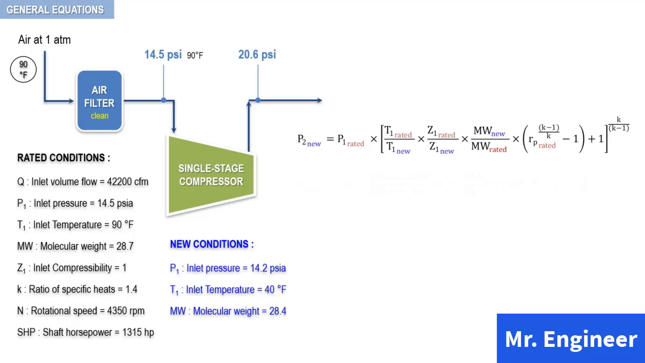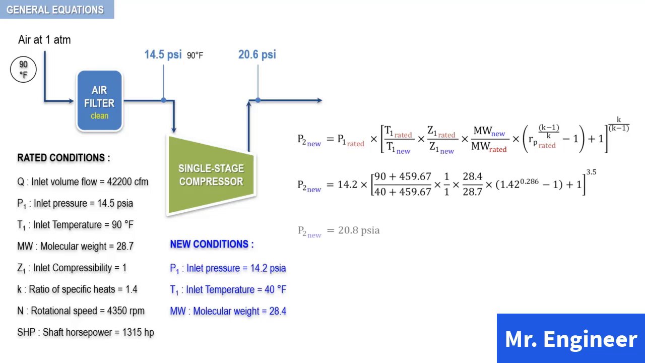Substituting for the known values, we then have the following. As you can see here, starting from the rated conditions and using the discharge pressure equation and based on the new inlet conditions, you can see that the new discharge pressure is 20.8 psi, so slightly higher than the rated discharge pressure of 20.6 psi.